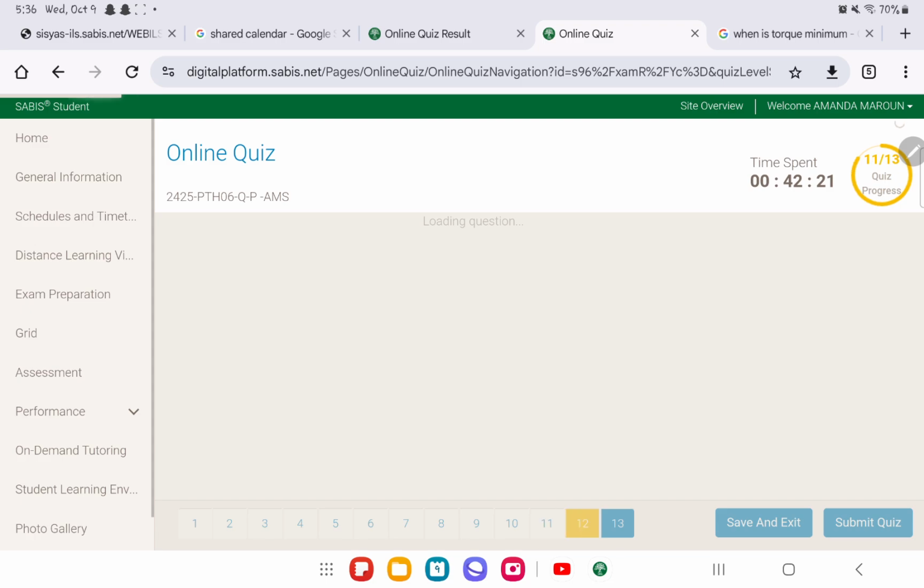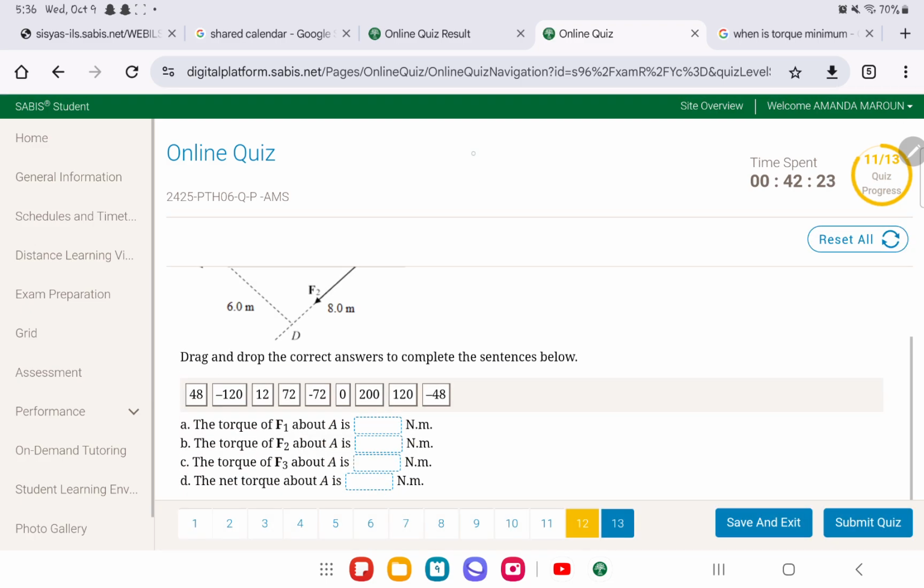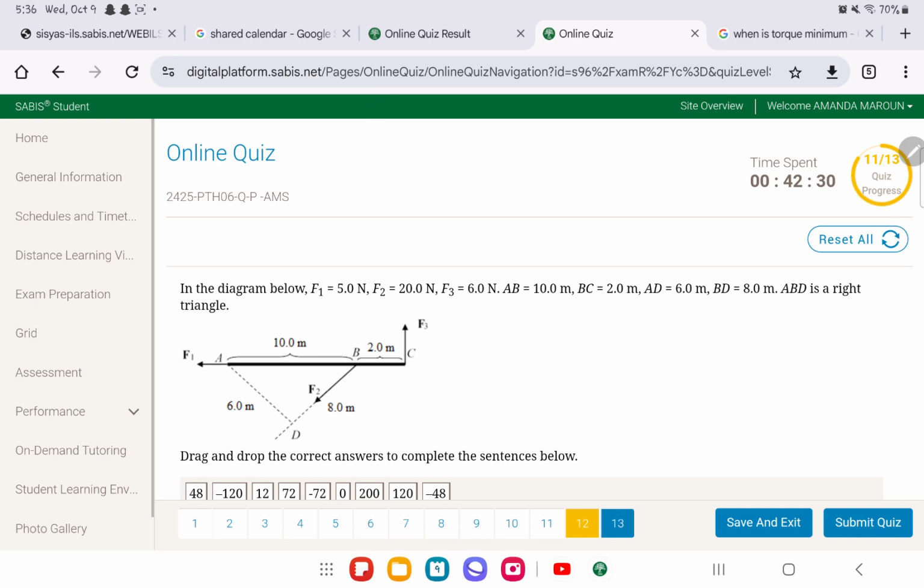Now, question number 12. The torque of F1 about A. Okay, in the diagram below, force 1 is 5 newtons, force 2 is 20 newtons, force 3 is 6 newtons. AB is 10 meters, my bad, I said centimeters. Then BC is 2 meters, and AD is 6 meters, and BD is 8 meters. ABD is a right triangle.